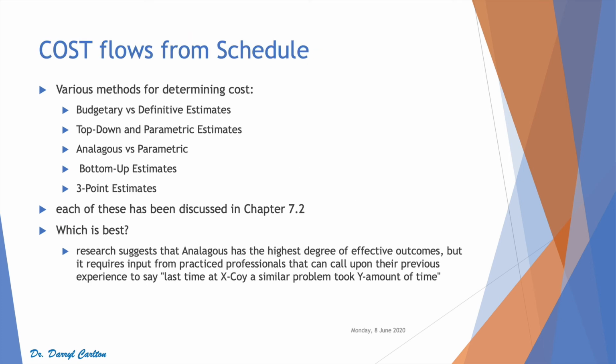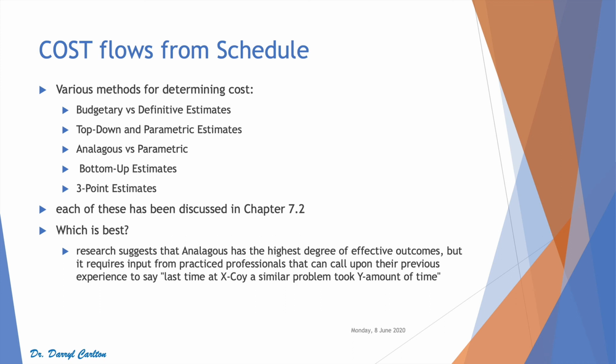Okay, cost. Chapter 7. Cost flows from schedule. So once you've done that work breakdown structure, you've identified the resources, you've created the dependencies, that's the foundation for building your project plan. Now we can move to cost because we understand the work that has to be done.